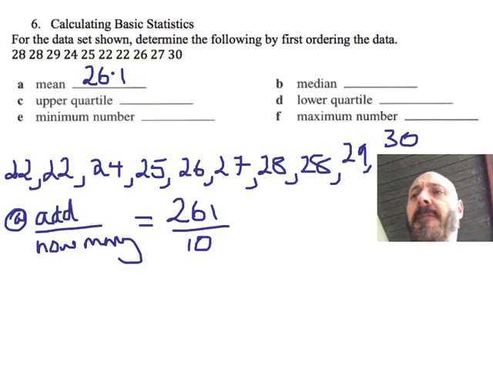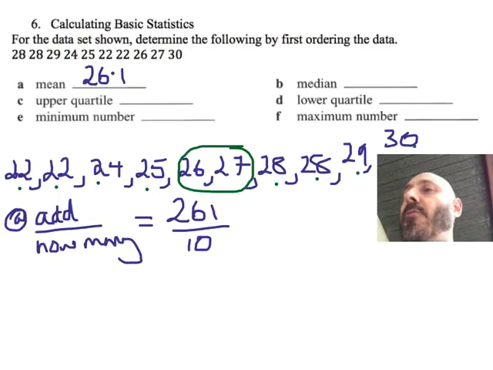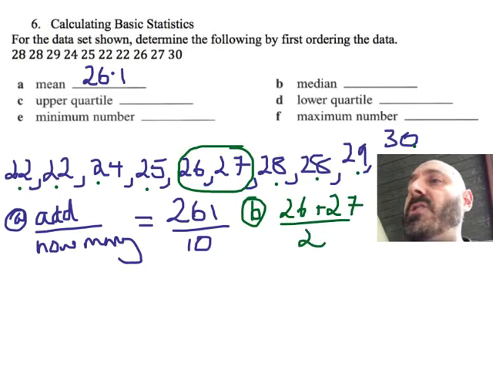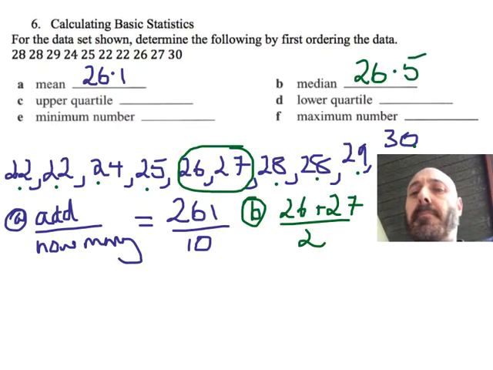Alright, for the median I'm looking for the middle value, and this gets a little bit tricky because there are 10. If there's an odd number, it's the one right in the middle, but because there's an even number, the median is the average of those two, because I have 1, 2, 3, 4 on this side, 1, 2, 3, 4 on that side. I have a shared middle, so that means for the second one I'm going to do 26 plus 27 divided by 2, which gives me 26.5, and that will be my median.